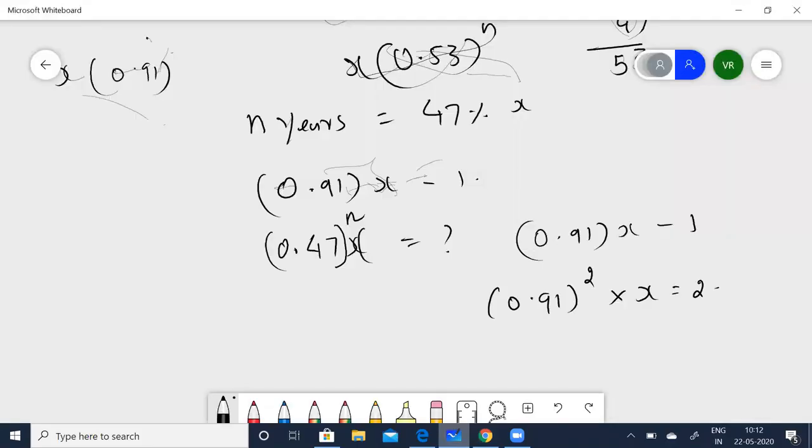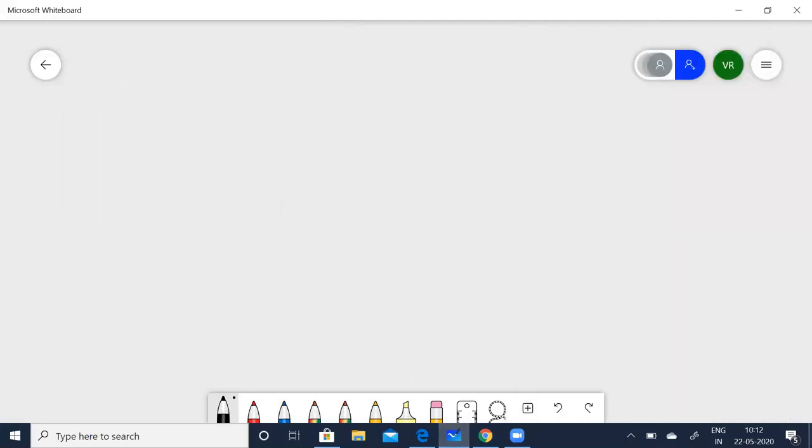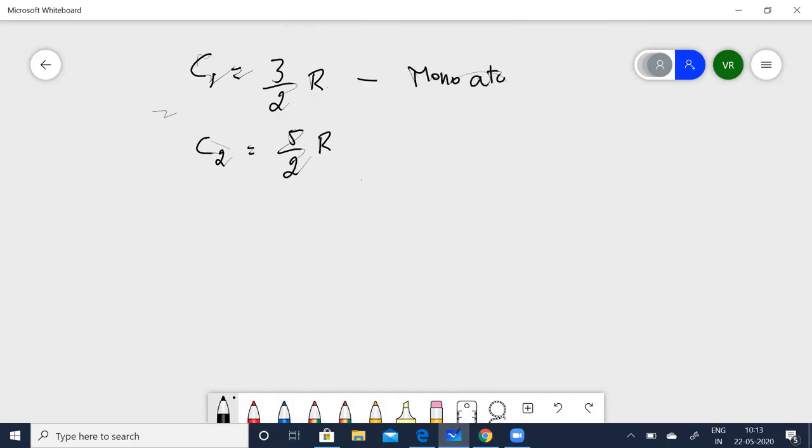All right. For a monoatomic gas, C1 is equal to 3 by 2 R, and C2 is equal to 5 by 2 R. Let's take that. C1 is for monoatomic gas, and C2 is for diatomic gas. So this is now going to be a mixture of 1 mole of monoatomic ideal gas mixed with 2 moles of diatomic gas.